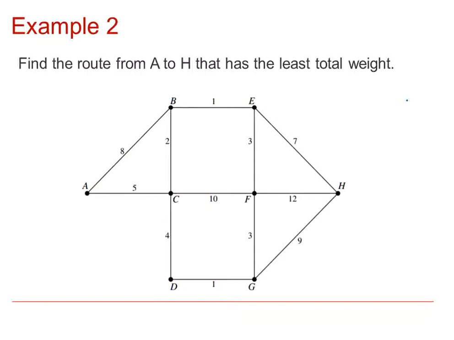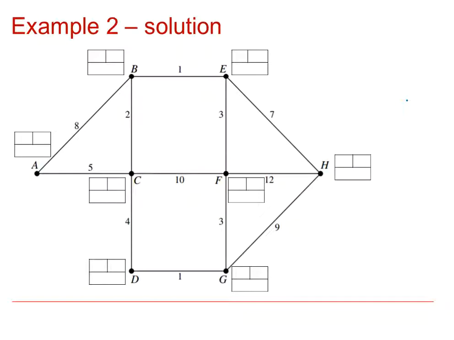So, example 2, we want to find the route from A to H with the least total weight. So we assign boxes, and again I'll talk you through the algorithm before we look at the clearer solution. So we're going from A to H. So A is my starting point, so I can make it permanent, and we haven't travelled anywhere, so it's 0 in distance. From A I can travel to B, and that would take 8 units. I can go from A to C, which would take 5 units.